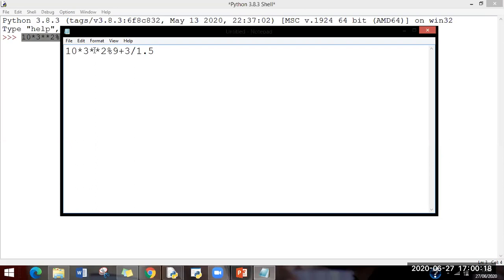Exponential operator, the highest level of precedence. So first we will be solving this one, 3 raised to the power 2. 3 raised to the power 2 is nothing but 3 into 3. So this will give you 9. Now you have plus as a different operator, but if you see, you have these two at the same level. So we'll move from left. We'll first do 10 into 9. This will give me 90.